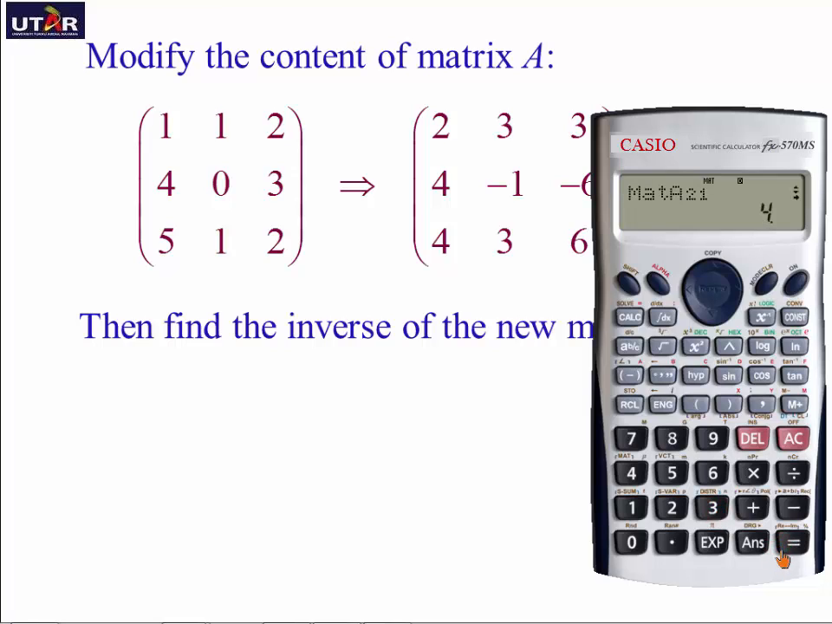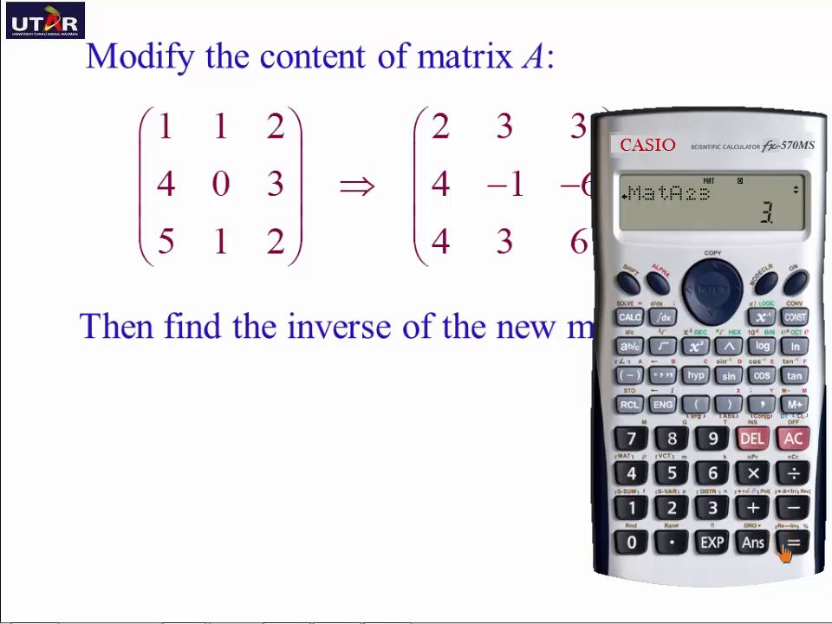The old element for matrix A, row 2, column 1 is 4. Right? The new one also 4. So no need to change. Just press the equal sign. Row 2, column 2 equal. Now it is negative 1. So I press negative 1.